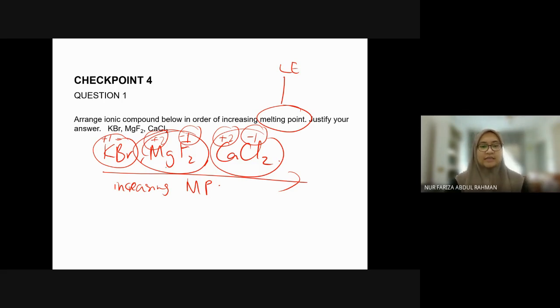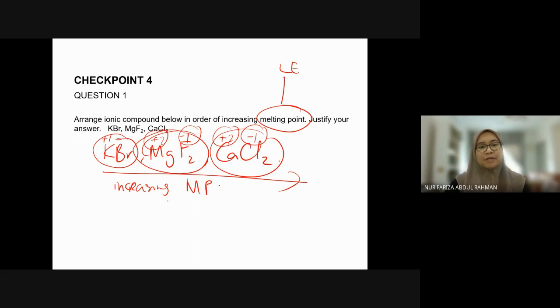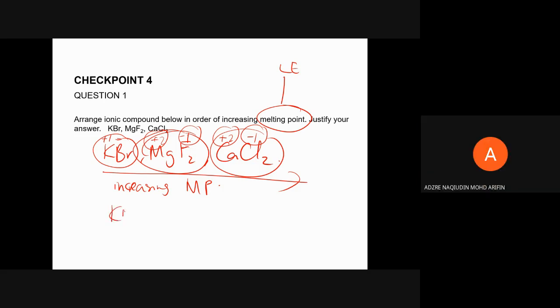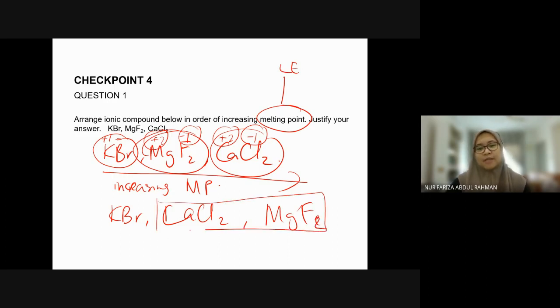Azri? It's reversed, madam. Okay, which one is reversed? KBr? Mg and Cl. Okay, so it should be CaCl2 and then we have MgF2. Okay, alright. So for these two, we want to compare in terms of what? Size. Yes, in a group. Okay, alright. So it should be based on the size, going down the group because they have the same charge.